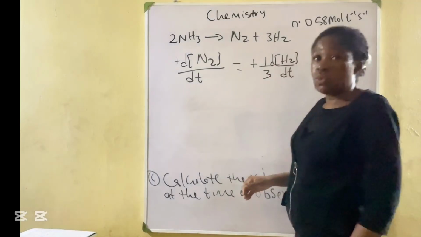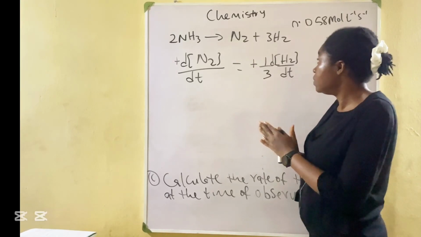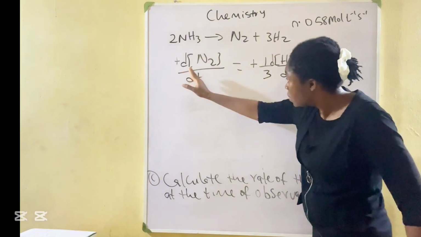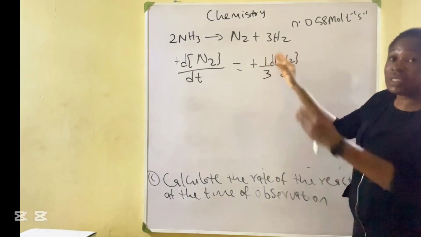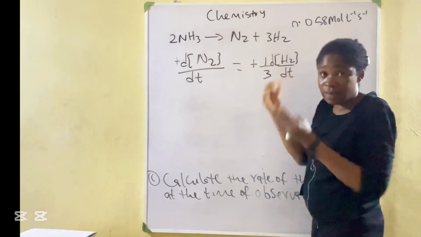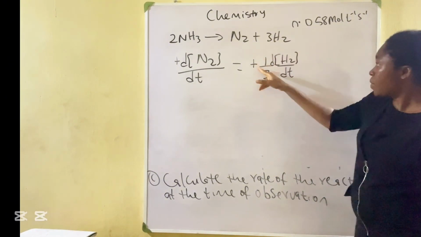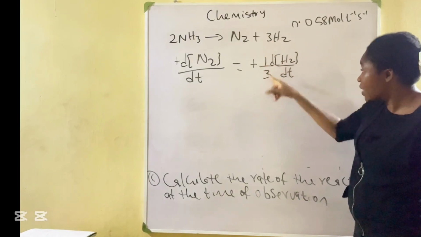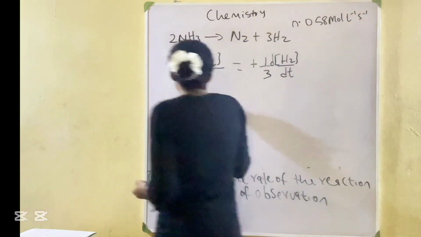So this is question number 2. We have to calculate the rate of formation of nitrogen. Okay, look at this equation. Nitrogen is on the product side, plus change in concentration of nitrogen over time equals to. And compare nitrogen with hydrogen. You can also use ammonia and nitrogen, so you get the same answer. So for the hydrogen, I put plus because it is on the product side. And 3 being the coefficient, 1/3 changing concentration of hydrogen all over time.